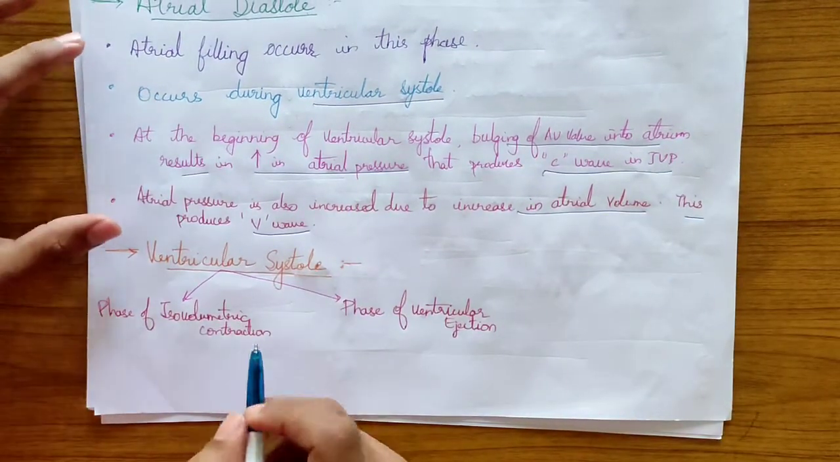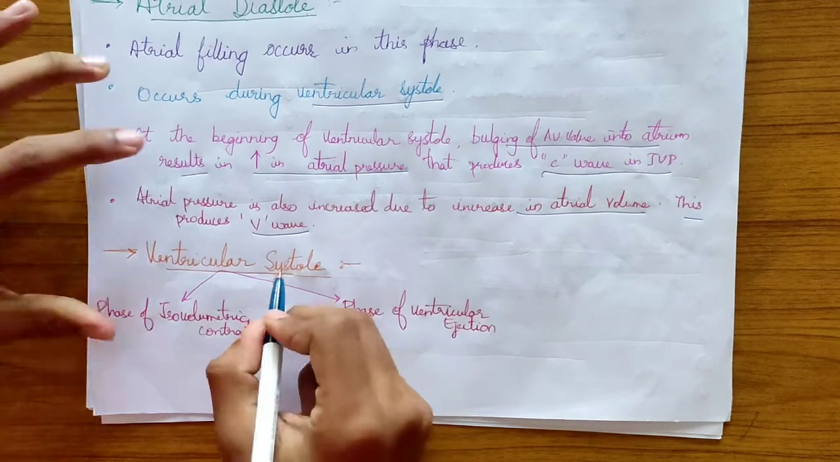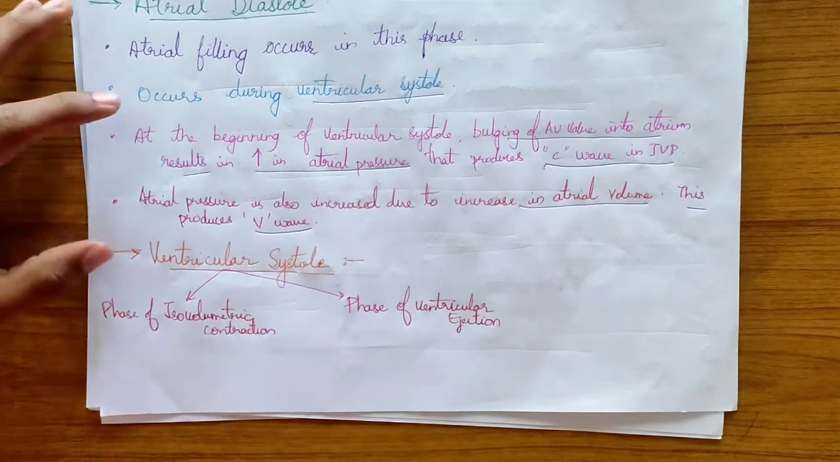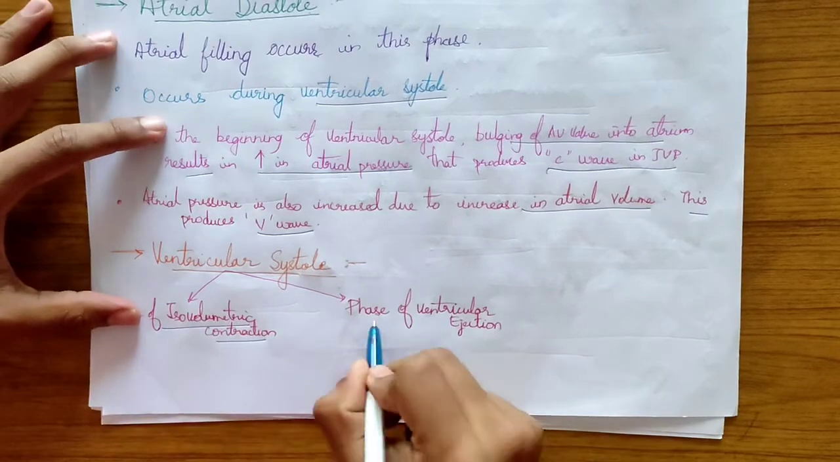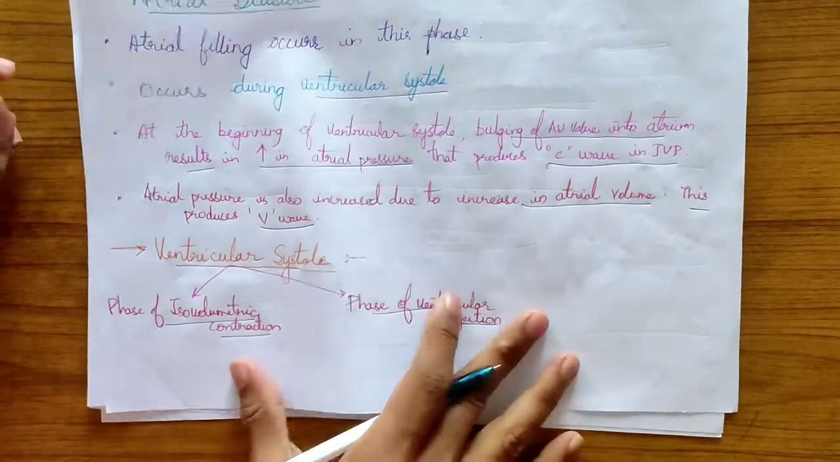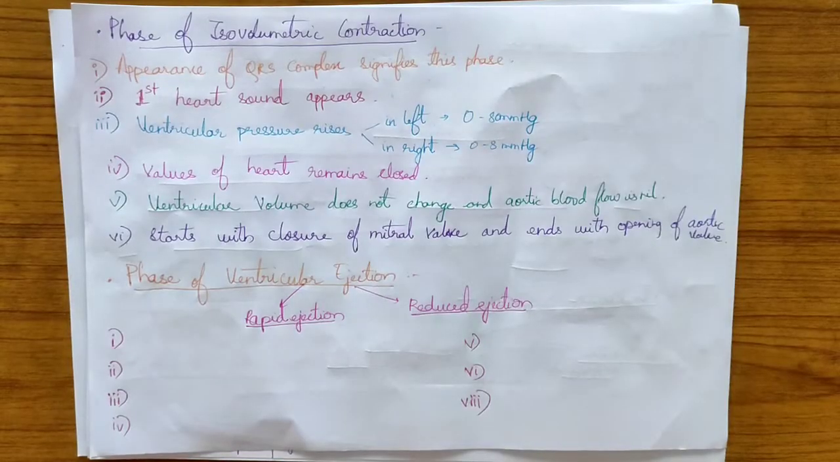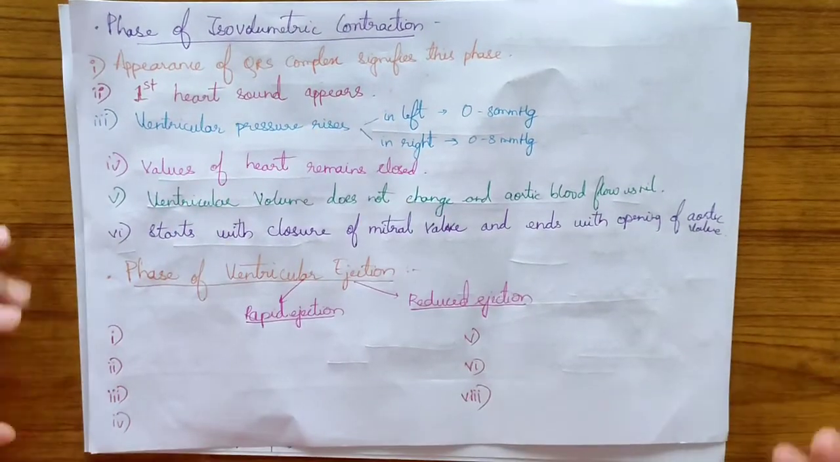So now let's talk about the ventricular systole. This ventricular systole is again divided into two phases: the phase of isovolumetric contraction and the phase of ventricular ejection. So let's talk about this now. First, the phase of isovolumetric contraction.